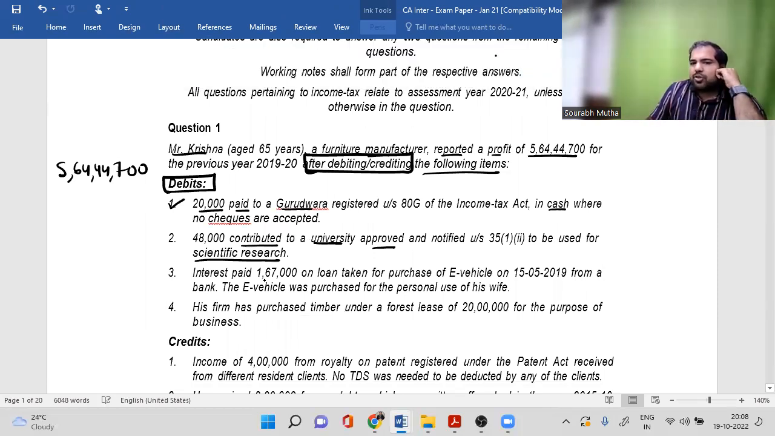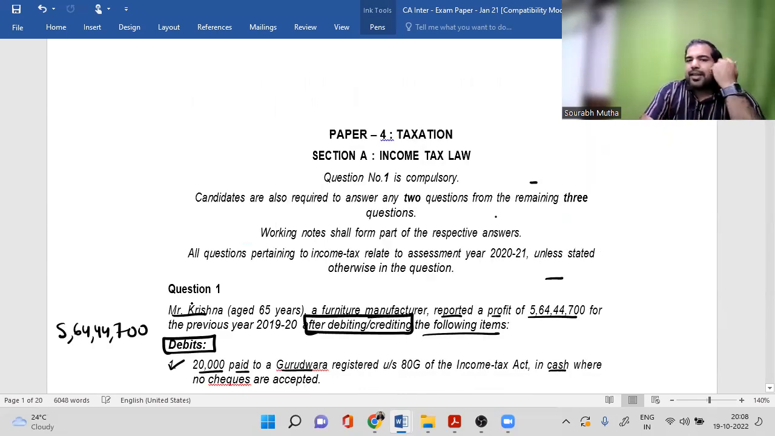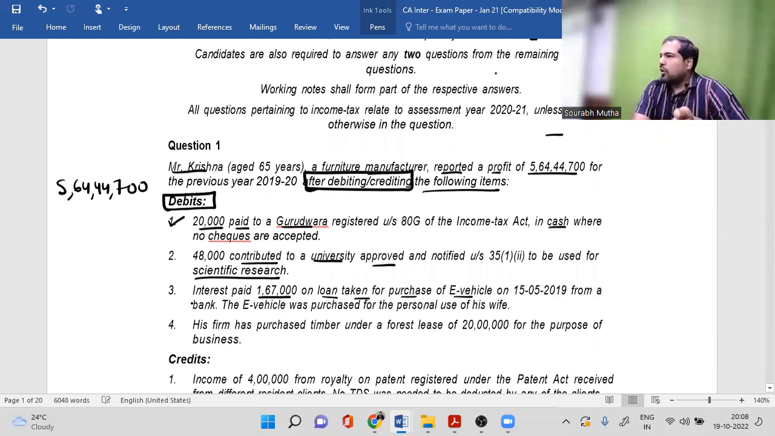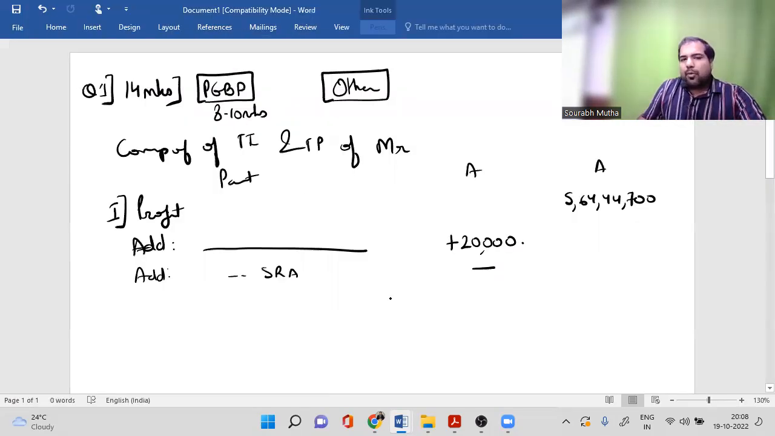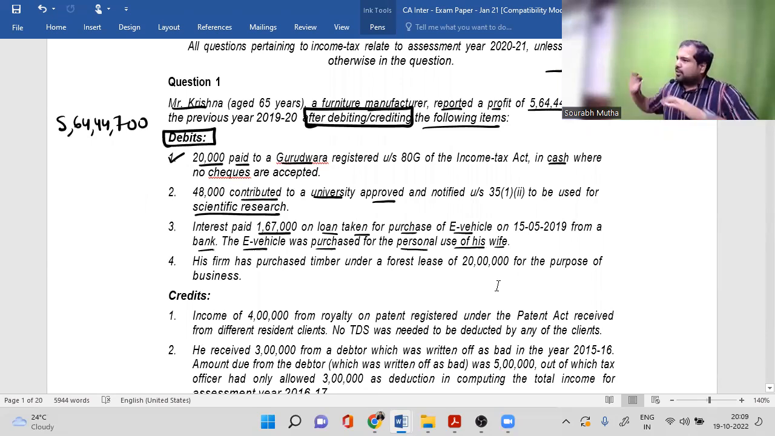Next, guys. Very interesting, guys. Interest paid of how much? 1,67,000 on a loan taken for purchase of an e-vehicle in 2019 from a bank. Guys, interest on a vehicle, can you minus it? Of course, if the vehicle is used for what purpose? Business. But see, guys, the e-vehicle was used for what purpose? Is that personal use? Will it be disallowed? So how much will I remove from here, guys? And how will I remove it? You will add. They minus it, you will add. But guys, we have not done the deduction chapter, but this deduction for electric vehicles is given in the deduction chapter. Will you put him in the right room?